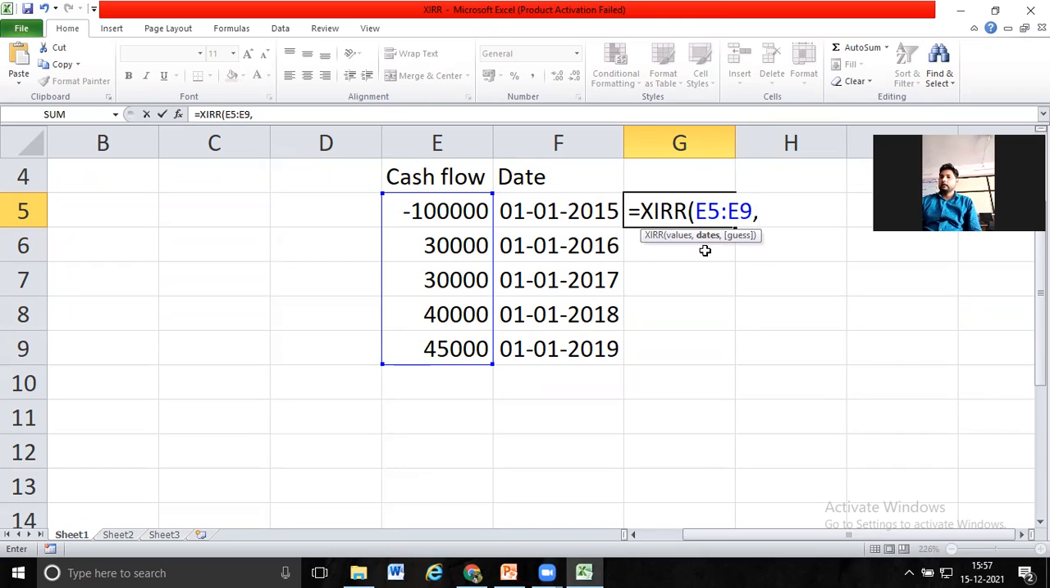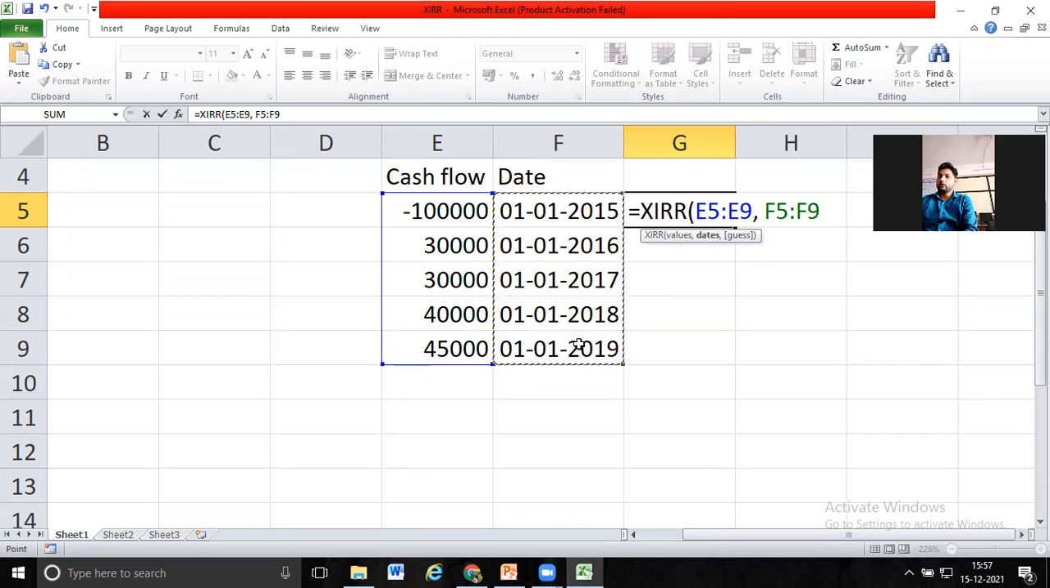That suggestion shows that after the comma, you have to select the dates. Then afterward you have to select all the dates. Then you can close this bracket, or you can write the guess also. So I will close this bracket.